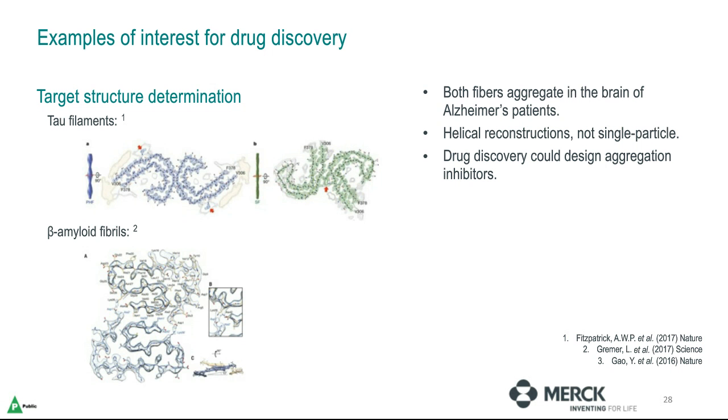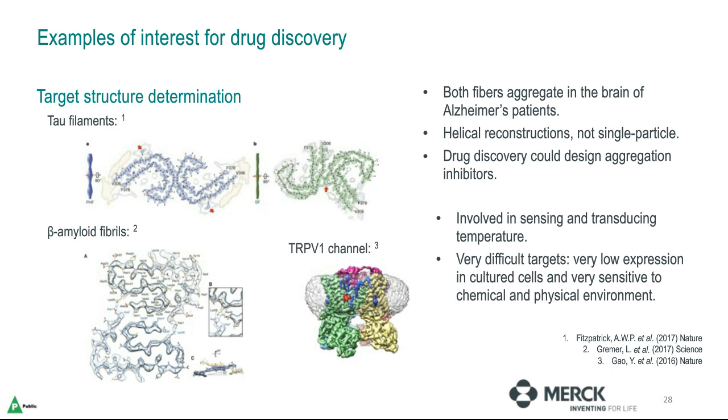Another example, the TRPV1 channel was solved recently. This channel is involved in sensing and transducing temperature. It's an example of the family of TRP channels, many of which have been studied by CryoEM, about 50 in the last few years. They are very difficult to work with because they express very low and their conformations are very sensitive to chemical and physical stimuli.